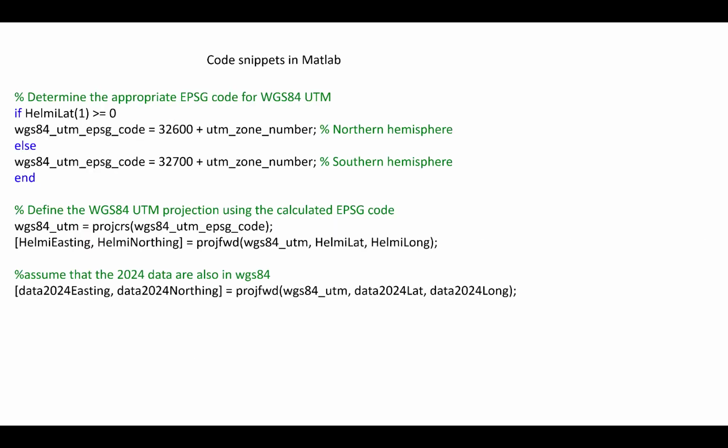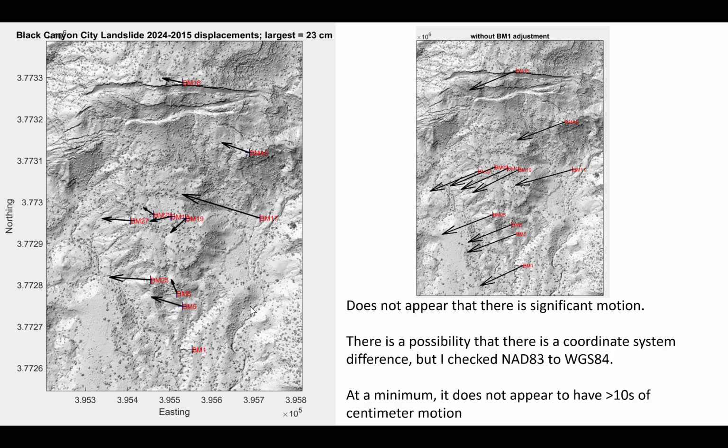And so a couple of things just to see, and I did this in MATLAB just to help me keep track of things. So you see the main commands are these ones here. This proj CRS just defines the projection, and then the proj forward goes from latitude, longitude to UTM. And I did this with both WGS 84 and as if the 2024 data were in NAD 83 and it didn't make a difference. So I don't think that's the problem.